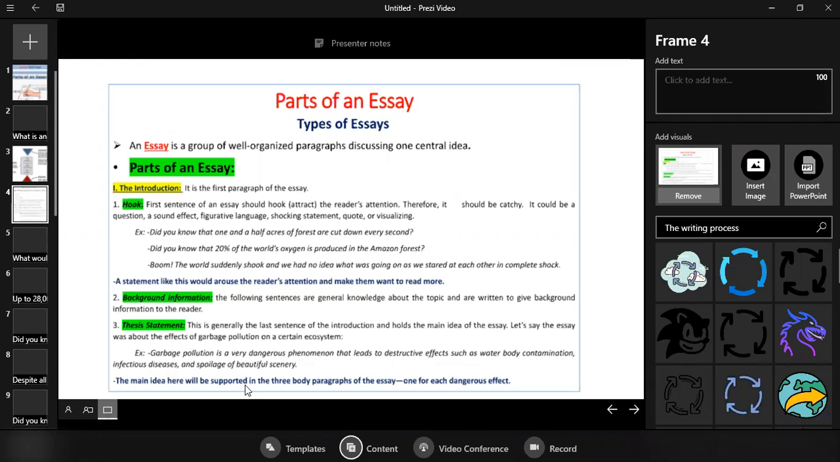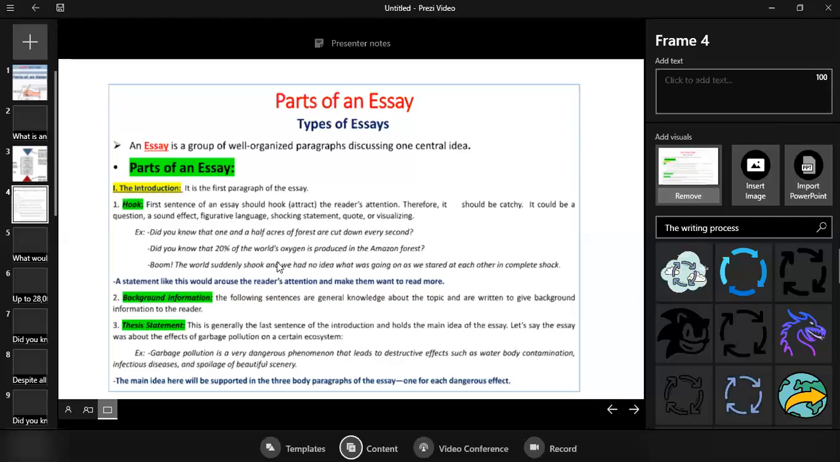I gave you here in the worksheet and in the video examples of what hooks can be. A hook needs to be an attractive statement. It needs to be catchy. It could be a question, a sound effect, a figure of speech like a metaphor or a personification. It could be a shocking statement, a quote, or visualizing. For example, did you know that 1.5 acres of forest are cut down every second? Now, as I am speaking, like 10 acres of forest have already been cut. This is a shocking statement, and it's also a question aimed at attracting the reader's attention.